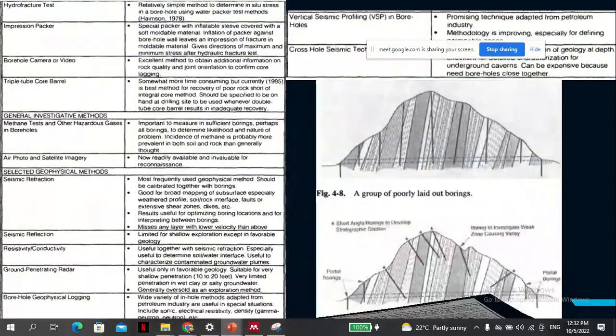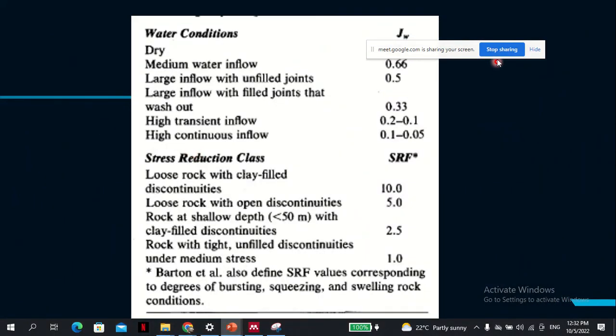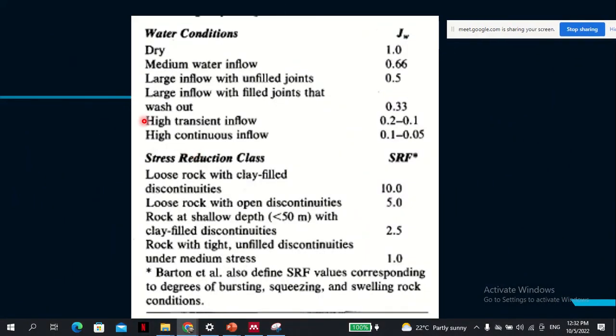Now these are details you can read for yourself. All that is represented in those tables can be summarized here. So how do you decide which value of JW to use, for example? These are the descriptions: large inflow, medium, washout, and all this. So you can assign these values. The stress reduction condition, this is how to determine those values. And so that's for the water condition.